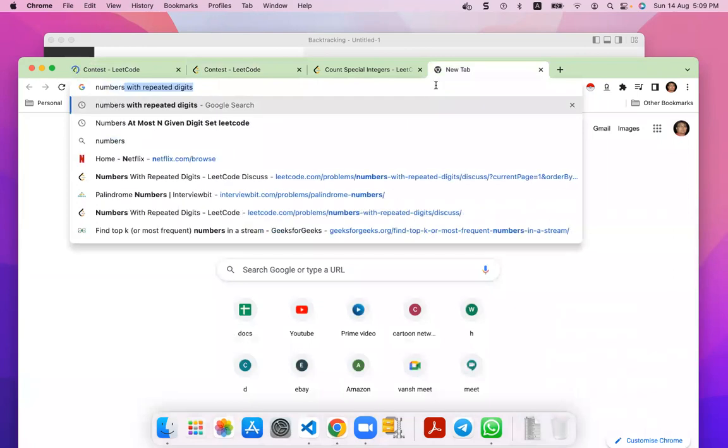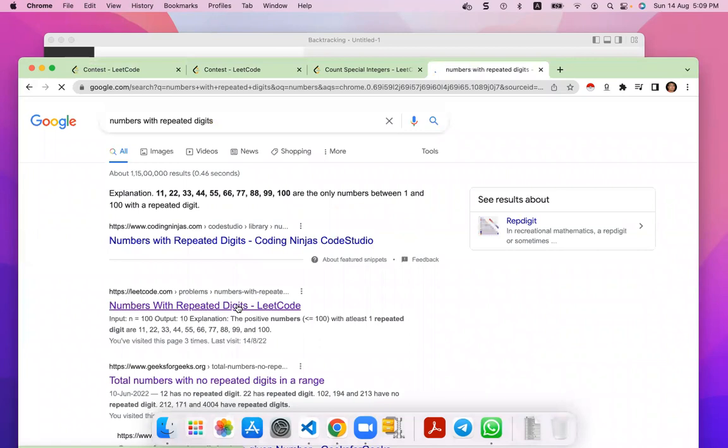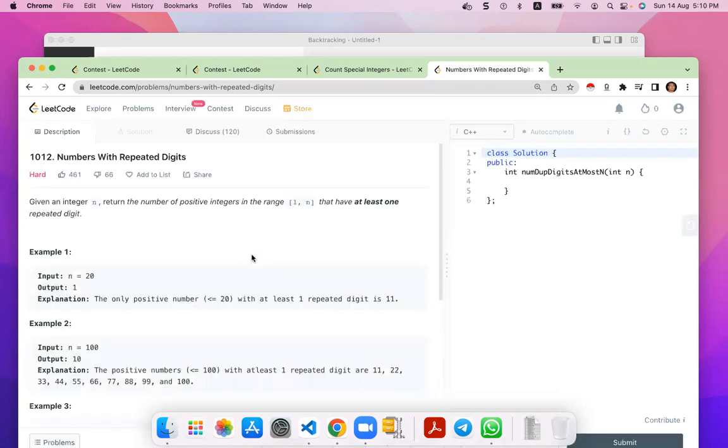Number with repeated digits. Yeah, so the idea was this. This is one approach to solve the problem. One more approach for this. Kaushik, you were pointing to the permutation based approach. That was for the third problem, sir, not for this.